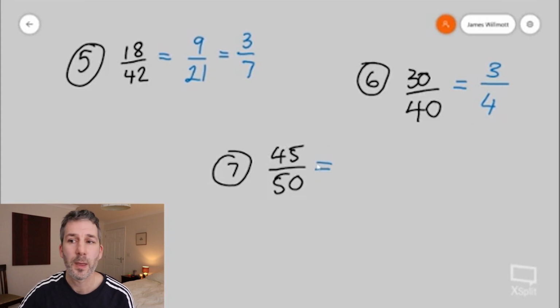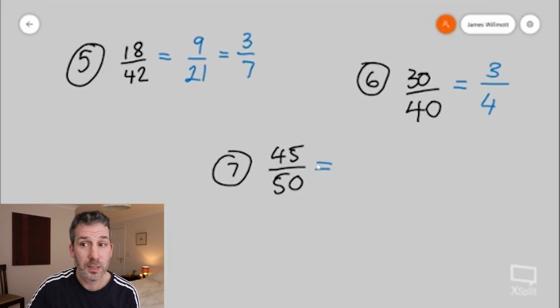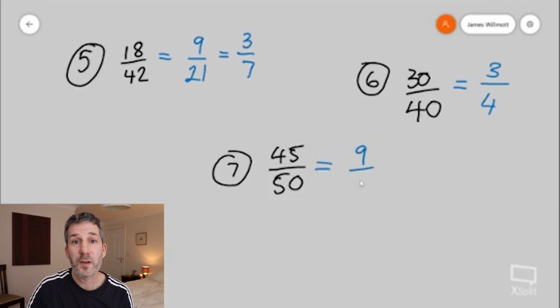45 over 50. 50 can be divided by 2, but 45 can't. So we're looking for another number that they both divide by. Well, I know that they're both in the 5 times table, and I know that because everything in the 5 times table ends with either a 5 or a 0. And both of these numbers do. So they're both in the 5 times table. So therefore I can divide them by 5. So 45 divided by 5 is 9. 50 divided by 5 is 10. And we have our simplified fraction.